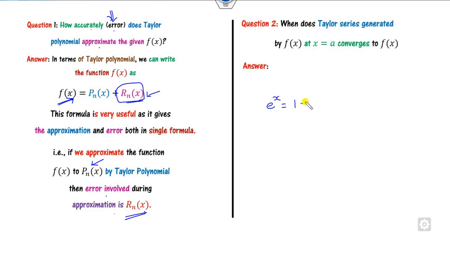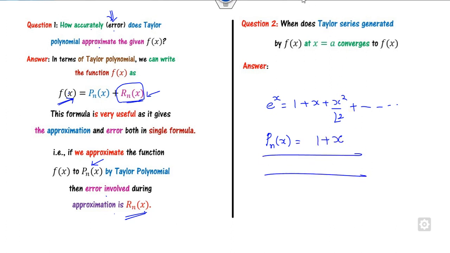Say you have the infinite series, or the Taylor series, of e raised to the power x, and if you want to approximate up to 1 plus x, then what will be the error? The error will be this remaining part, so that is nothing but my R_n(x).